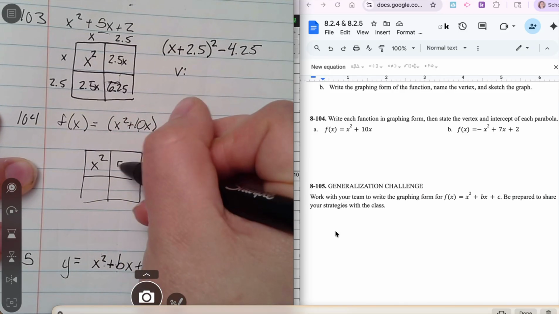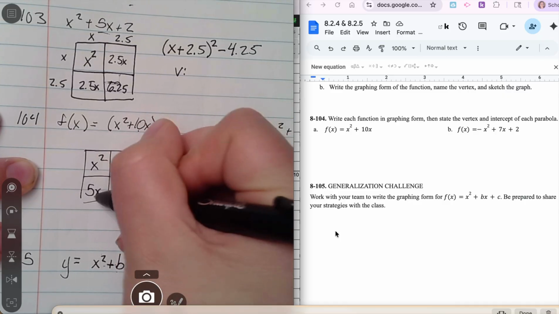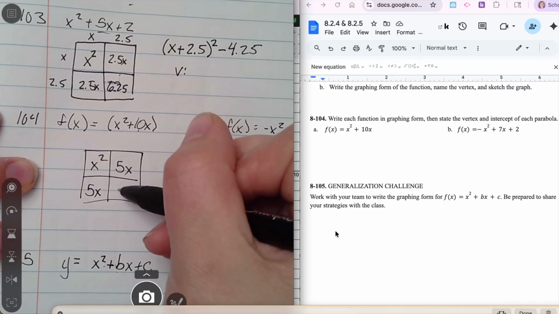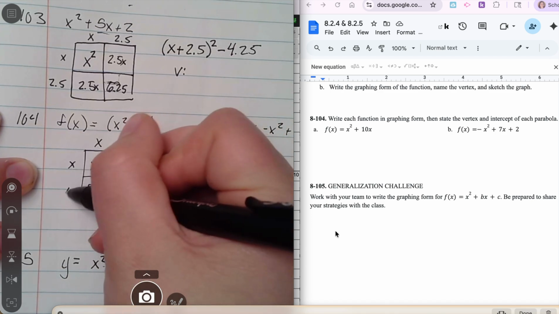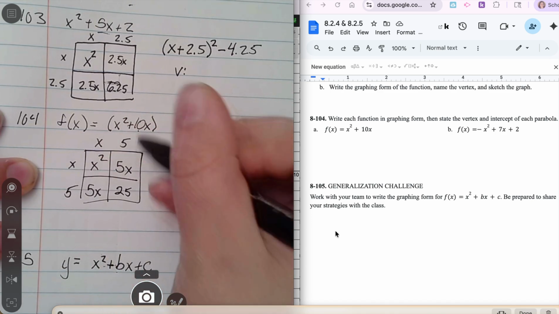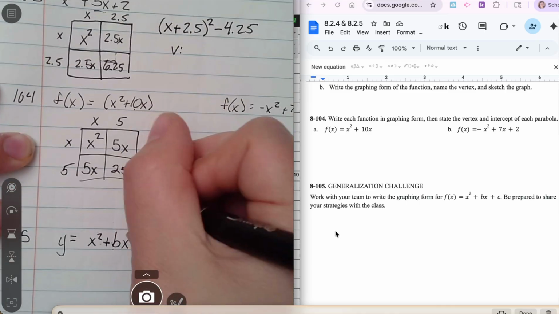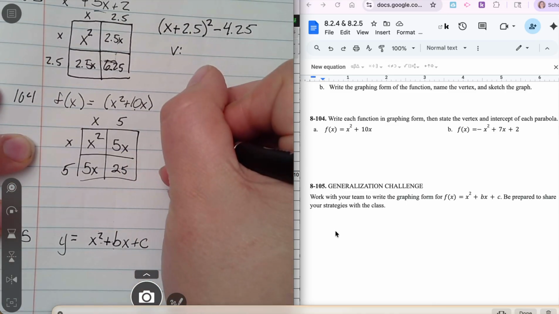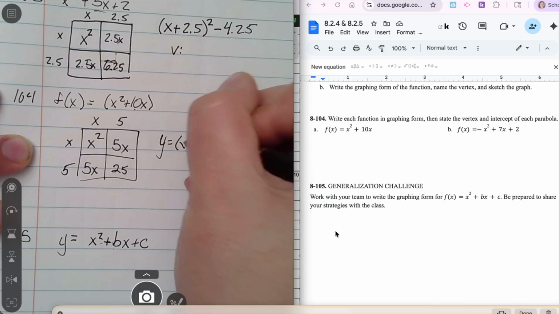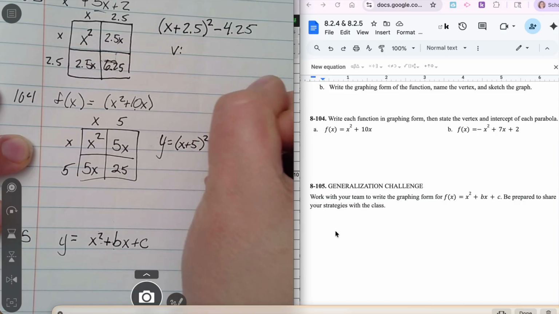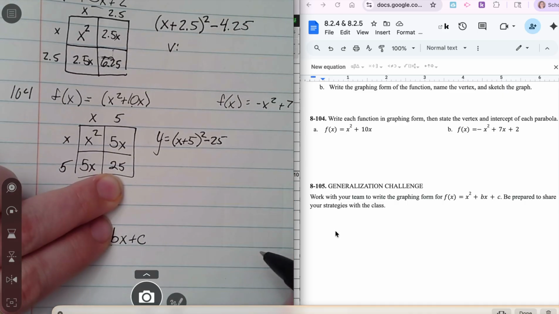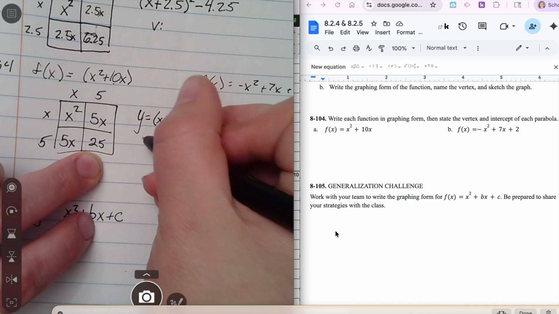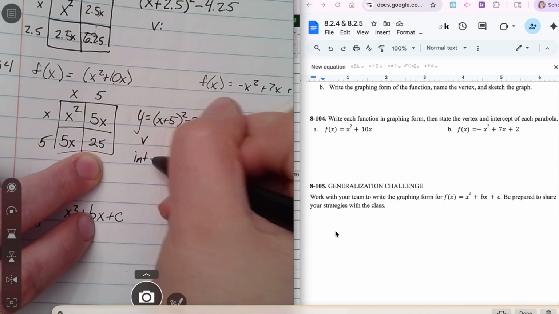those 10 x's would get split up evenly. You'll notice this time I don't have a last number. So when I set up the box, I get 25 here, but I didn't want anything there. So to write it in graphing form, it would have been x plus 5 squared, and I have to take all 25 of these tiles away, like that. And again, it asks you to find your vertex and x-intercept.